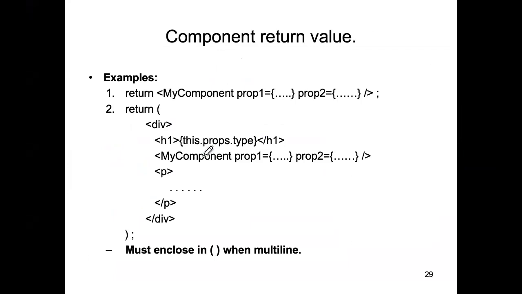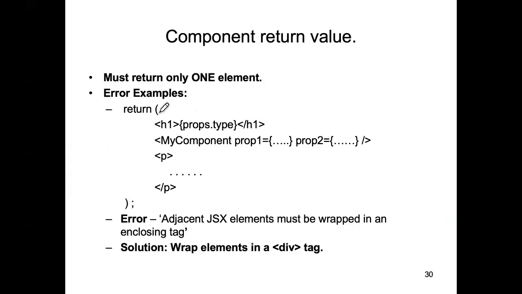So components return JSX. That's the rule that you have to follow. And the JSX can be anything you want. Maybe a component returns another component as its JSX, or more commonly, a component returns a multi-line piece of JSX. If it is multi-line, you do have to wrap it in parentheses. That's just to help the runtime interpreter, really.